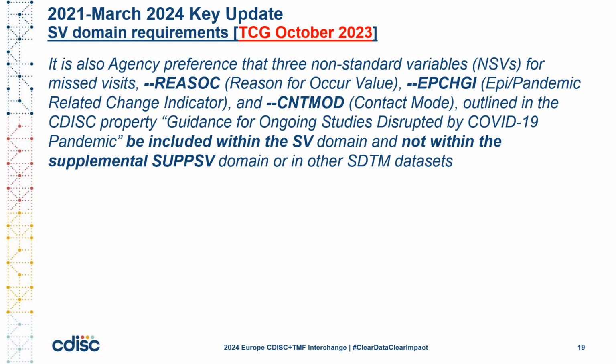So the agency preference is that you do map it in the parent domain, so in SFV, for example, and not in sub SV right now, even if you're not using version 3.4. So this is a sort of deviation that FDA is asking to do in a way.